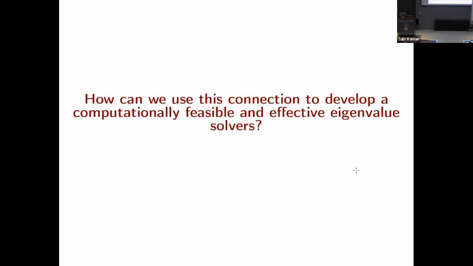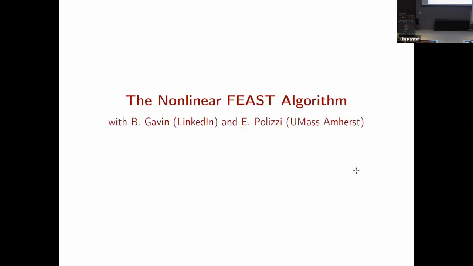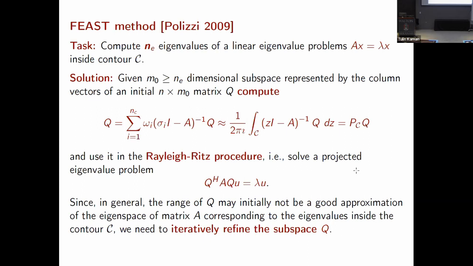Okay, so how can we use this connection to develop something which is computationally feasible and effective, and use it to build an eigenvalue solver? And that brings us to the first part of the work we did on the nonlinear eigenvalue problem, the nonlinear FEAST algorithm. This was a work of Brandon Gavin, who was a graduate student at UMass Amherst, and now he's, I think, at LinkedIn, and Eric Polizzi, the original author of the FEAST algorithm for linear eigenvalue problems. So how does the FEAST method work in the context of the linear eigenvalue problem?